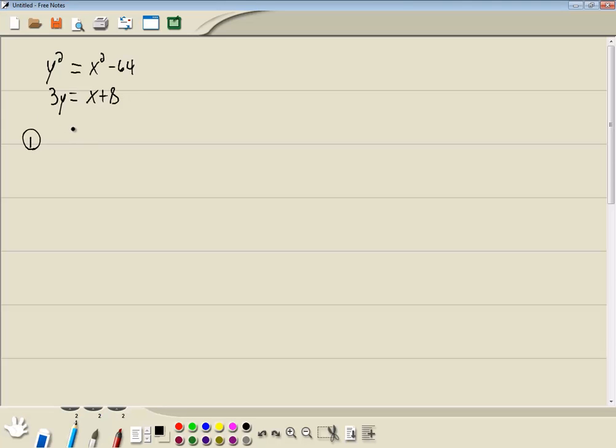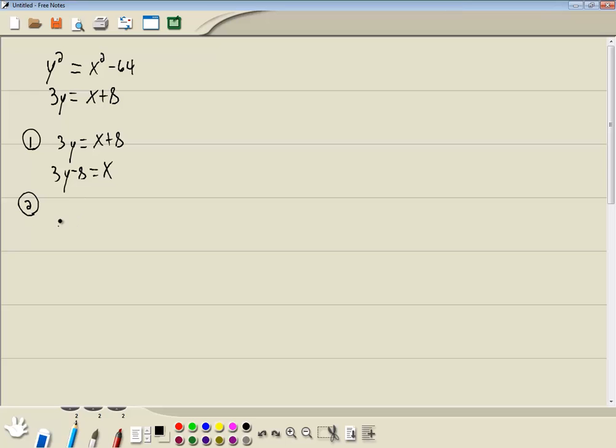Step 1. Solve the equation with the smallest powers for the variable. Our equation with the smallest power is 3y is equal to x plus 8. Both of these are the first power, so it doesn't matter which one I focus on. I'll take the 8 over. So we've got 3y minus 8 is equal to x.